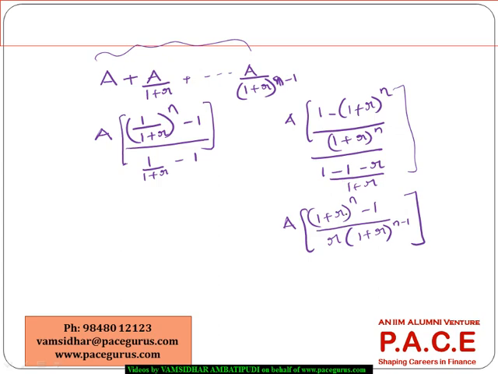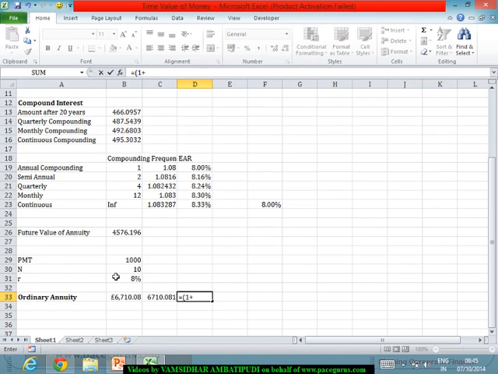So when I try to simplify this, it becomes A times (1 plus r) times 1 minus 1 by (1 plus r) to the power n, divided by r. The other way it gets simplified: look at it, A times 1 plus r minus 1 by (1 plus r) to the power n minus 1, divided by r.